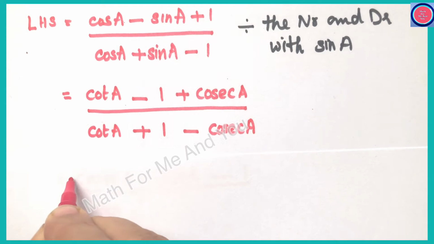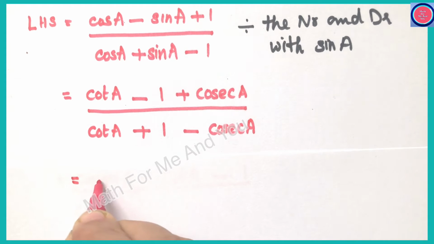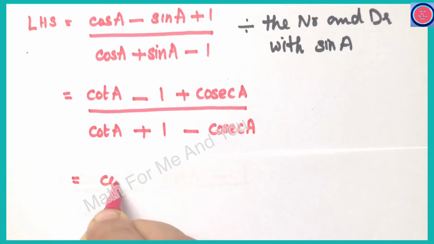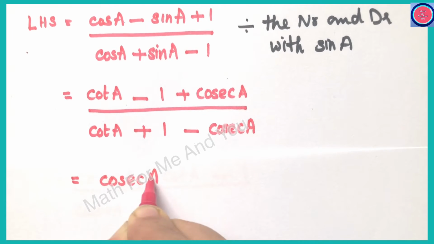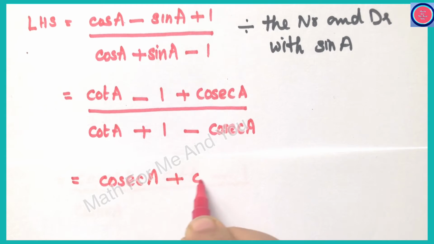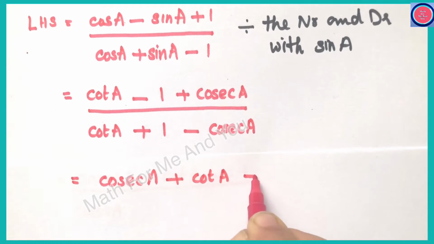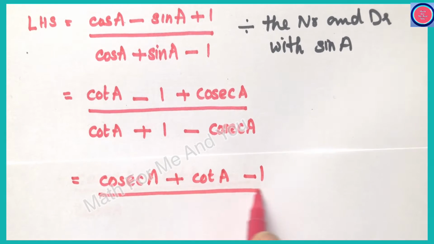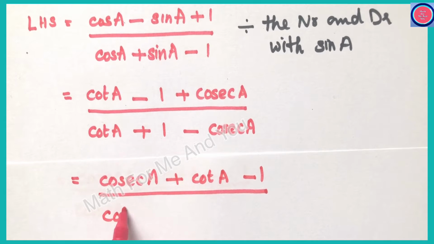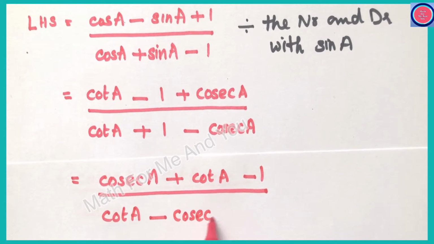Next step, what we are going to do is write the ratios together. That means we are going to write cosec A and cot A together in the numerator. We can write cosec A plus cot A. After that, we could write the number that is minus 1. Denominator also follows the same thing. Write the ratios together: cot A minus cosec A, then the number plus 1.